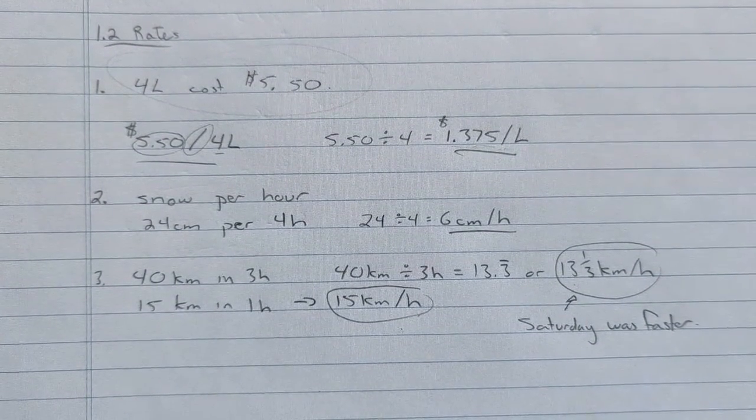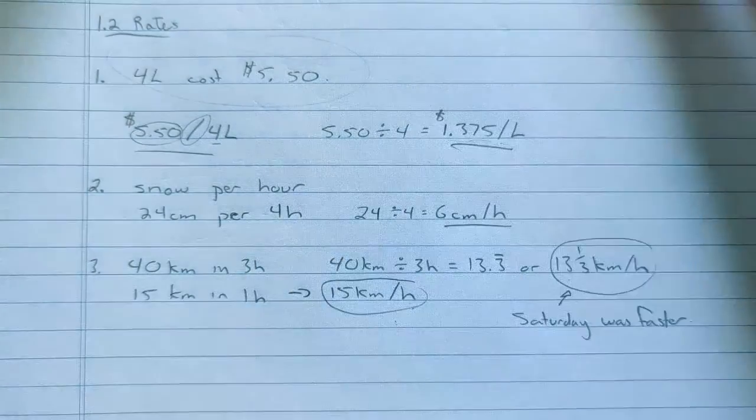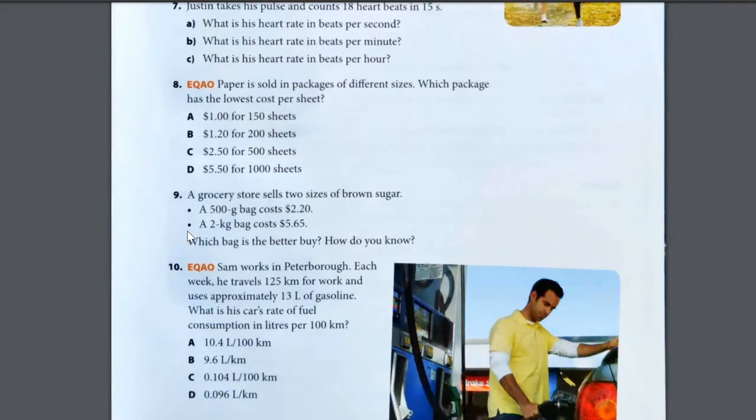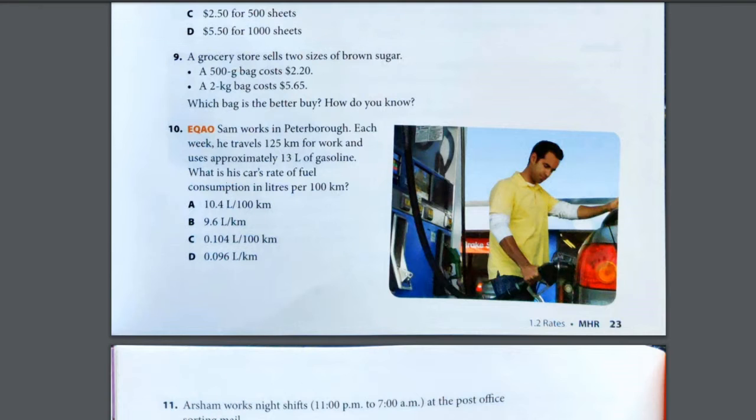Couple more from this section that I want to look at. An actual grocery store question, which is number 9. So if I switch over to that, number 9 here. A grocery store is selling 2 sizes of brown sugar. And that brown sugar costs, for a 500-gram bag, $2.20, and then a 2-kilogram bag costs $5.65. So we want to compare these two values.